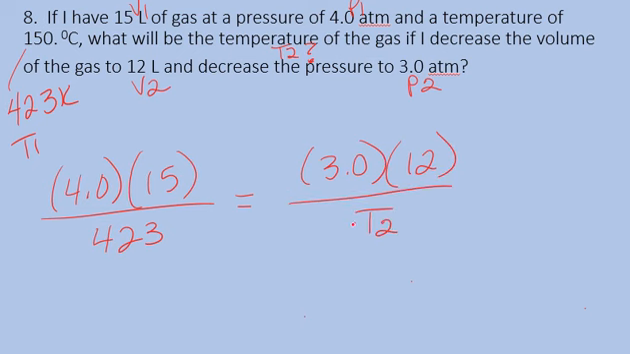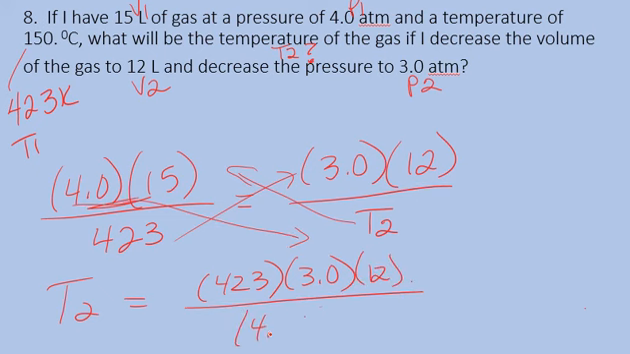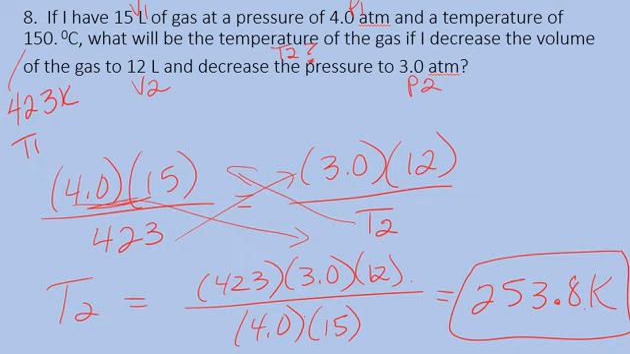All right, I want to cross multiply. I want T2 to be by itself up here. I want these two to get out of here, so they're going to cross multiply down, and this is going to cross up. So T2 is going to equal 423 times 3.0 times 12 over 4.0 times 15. All right, 423 times 3 times 12, divided by 4, divided by 15 equals 253.8, and now I know T is always temperature, and temperature for all my gas problems is in K.